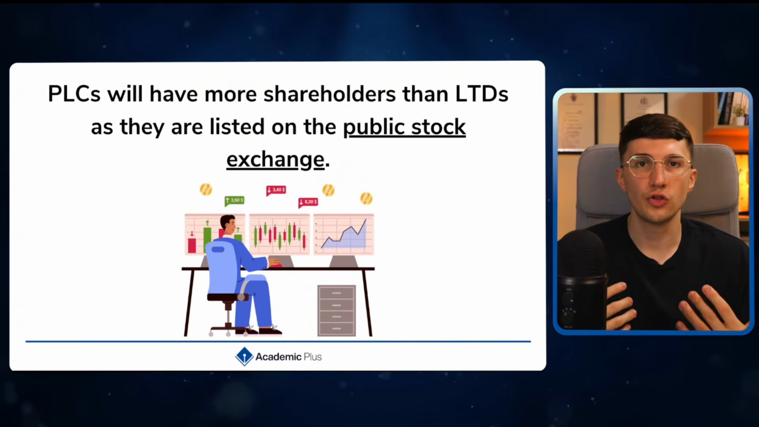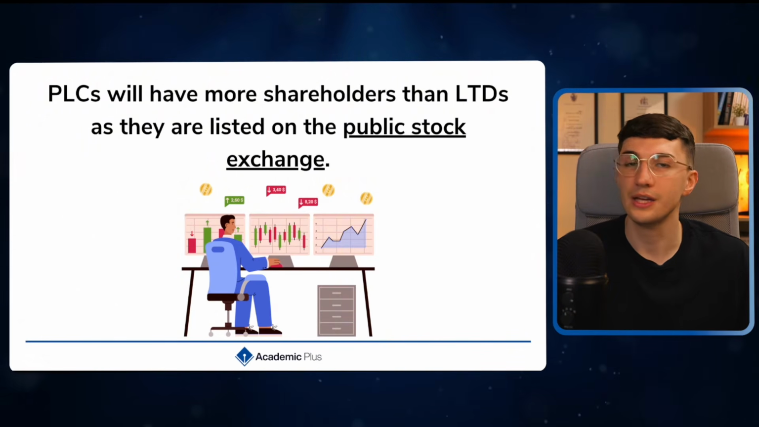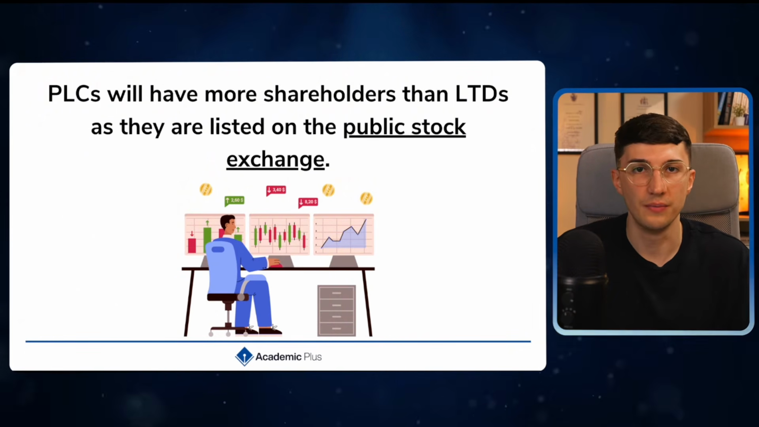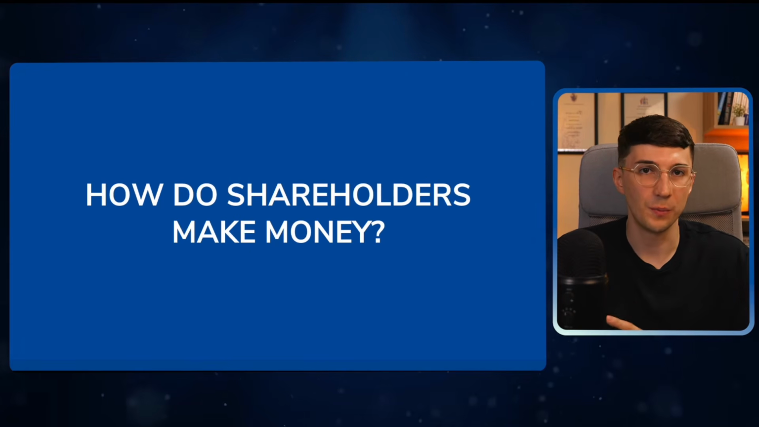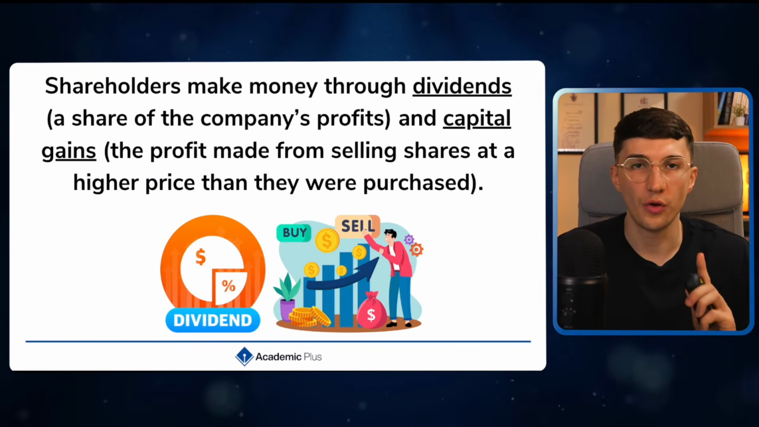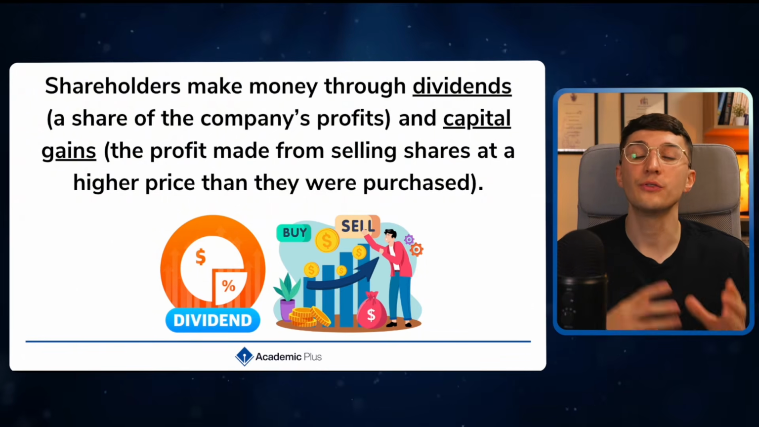So the reason why someone would invest in a public limited company is to have a financial return, which leads on to a very good question. How do shareholders therefore make money? Well, they make money in one or two ways. The first way is through dividends.